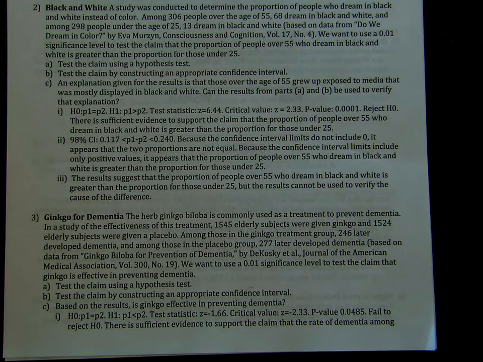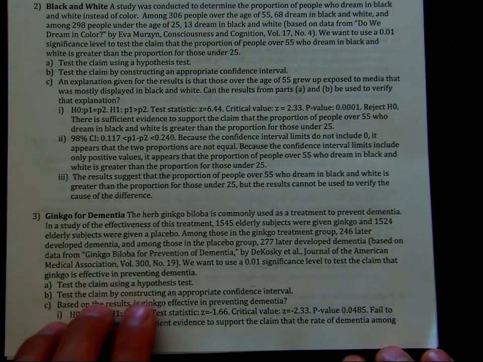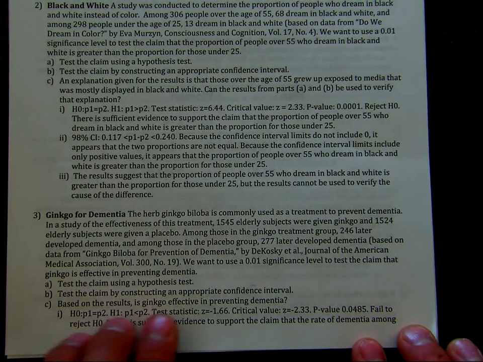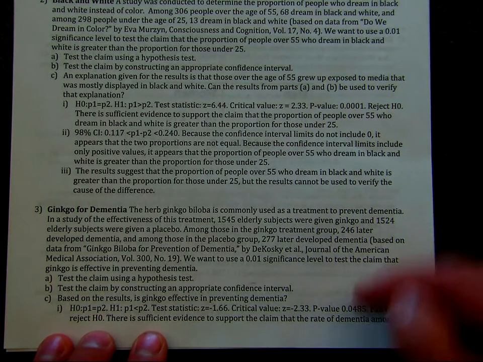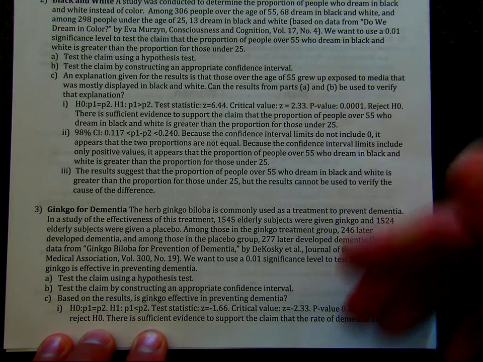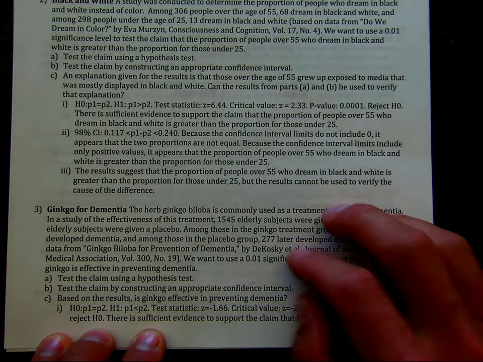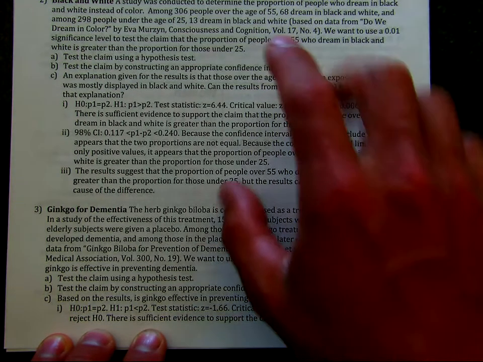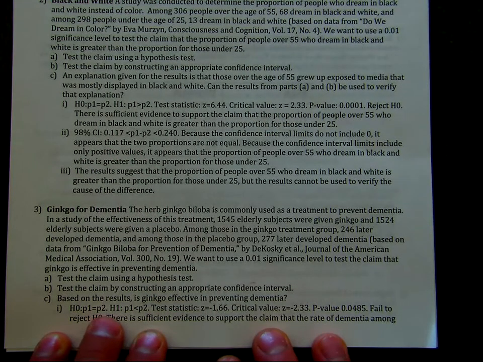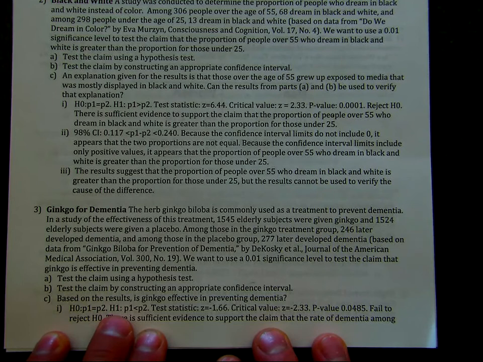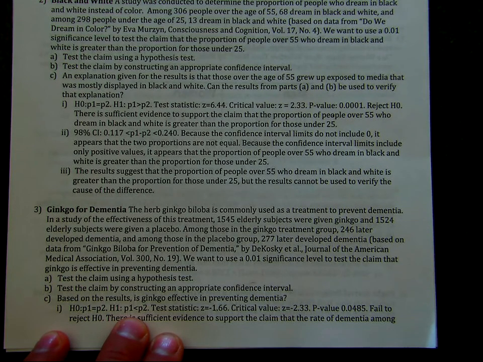Okay, it says test the claim using a hypothesis test, and test the claim by constructing an appropriate confidence interval. Just like we did in the problem before, you would go through the same steps. And just to verify, hopefully if you did it on a calculator or by hand, you get these results. P1 equals P2 is the null. Alternative is that P1 is less than P2. In other words, they develop dementia at a lesser rate because they actually get this drug, ginkgo biloba.